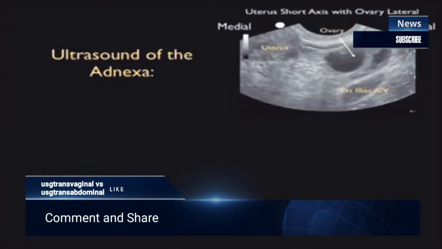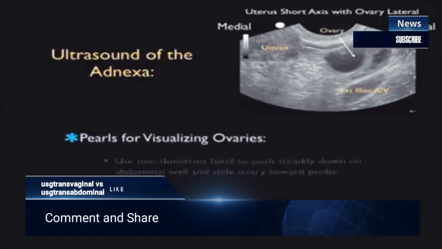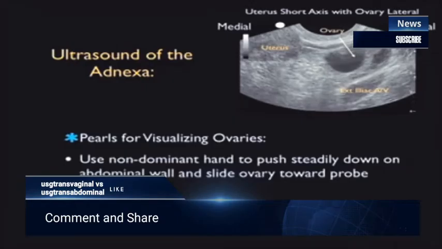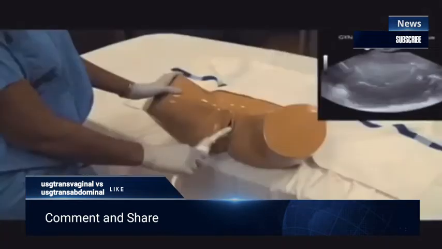Here are a couple other pearls for ultrasound of the adnexa. Remember first to have the patient completely void and have an empty bladder to best visualize the ovary, and use your non-dominant hand to push down on the abdominal wall, displacing bowel gas out of the way and sliding the ovary towards the probe to better investigate the ovary. Look for the ovary between the lateral aspect of the uterus, which should be medial on the screen, and the external iliac vessels laterally. Now let's watch a video on how to perform this exam.